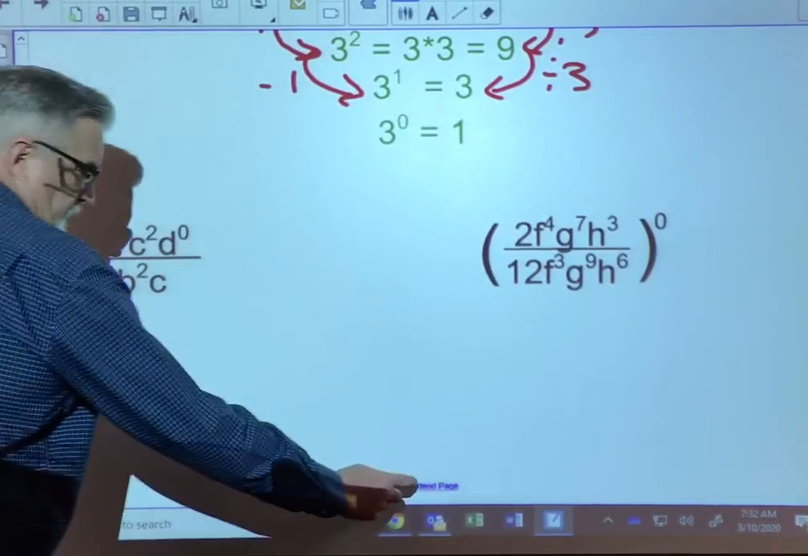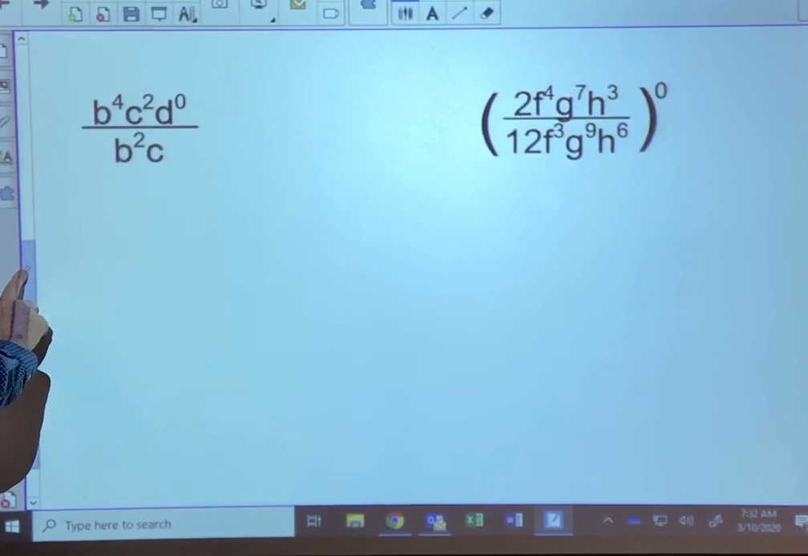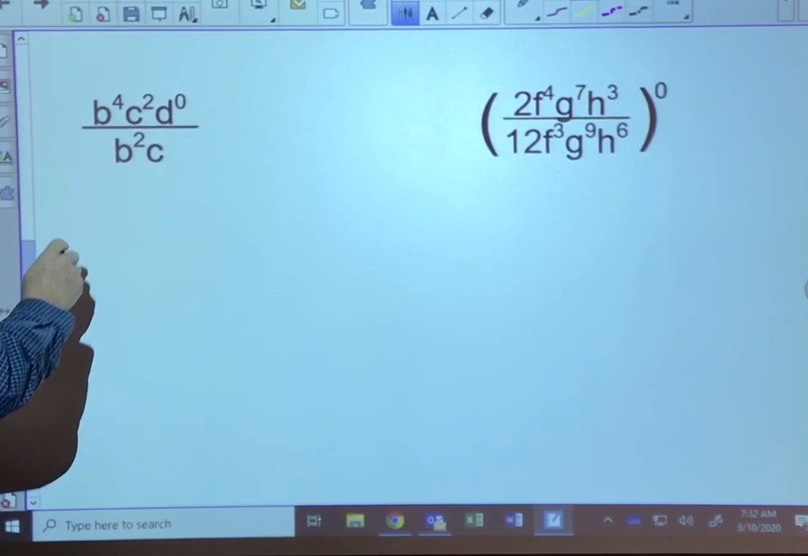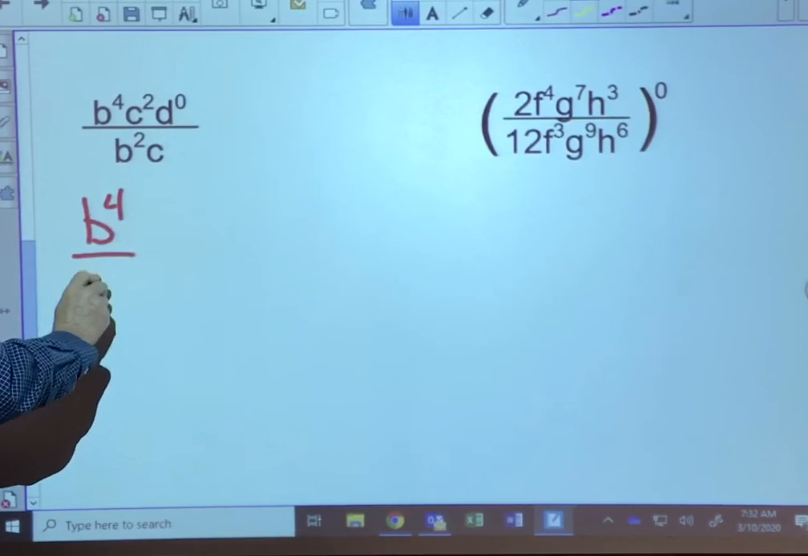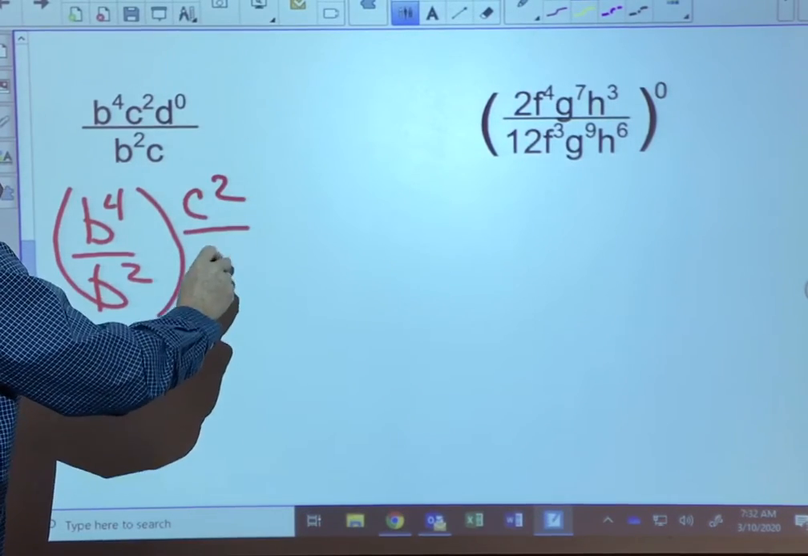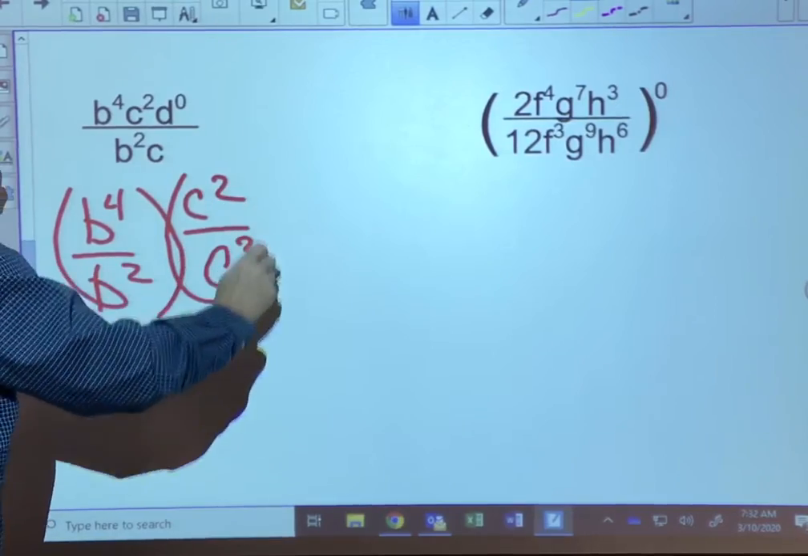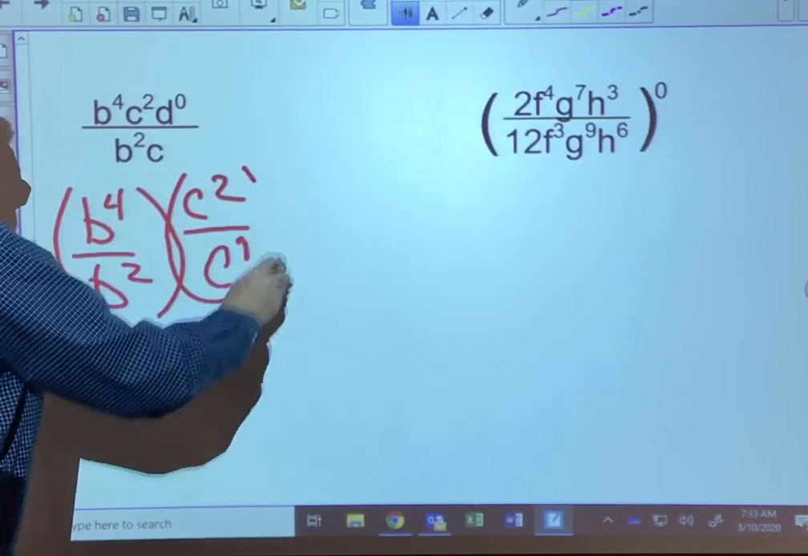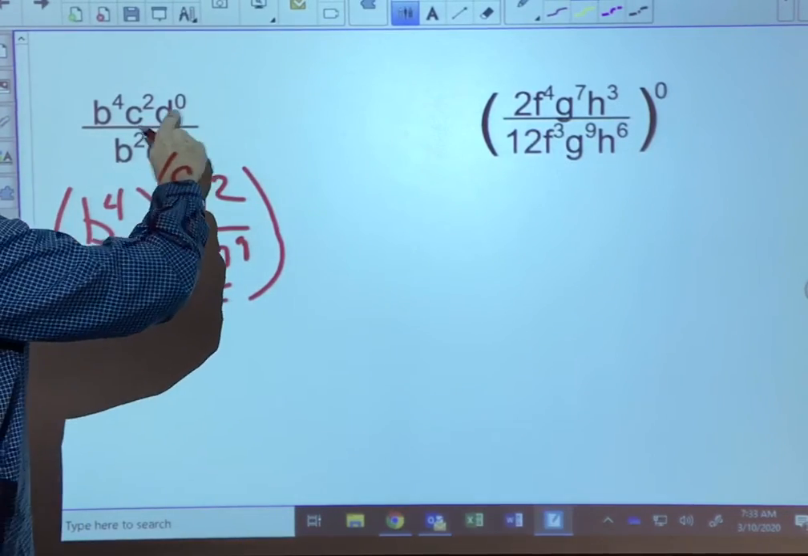The first one says b to the fourth, c to the second, divided by b to the second c. Did I leave out d to the 0 power? Okay, so what we've got here, we're still going to do the grouping like we did before. So I'm going to have b to the 4th power divided by b to the 2nd power. We're going to have c to the 2nd power divided by c to the 1st power. And up here we've got d to the 0 power.